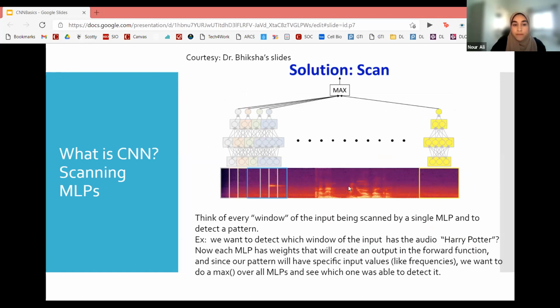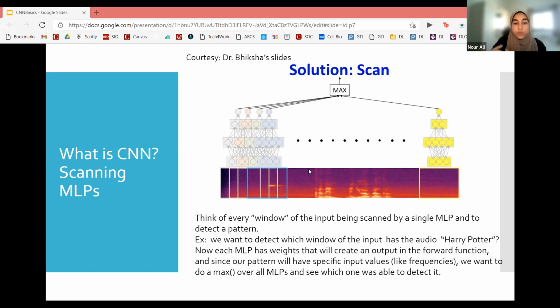So let's say we have this recording over here, the red and purple, and we want to go through it and check the different windows to see if we can recognize a certain pattern that we're interested in. So what we do is we're going to build an MLP that looks for the pattern in the first window, and then it slides over to scan the second window, and so on along the entire length of the recording.